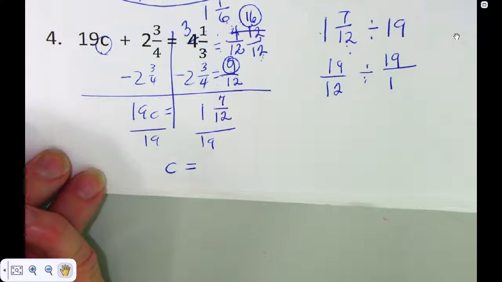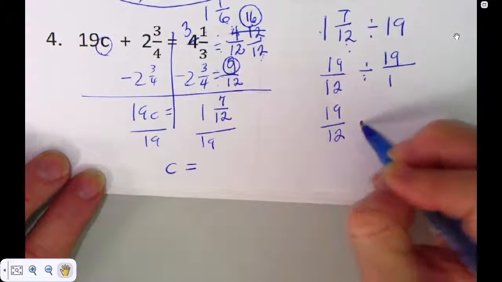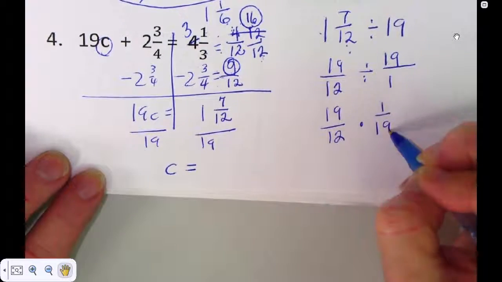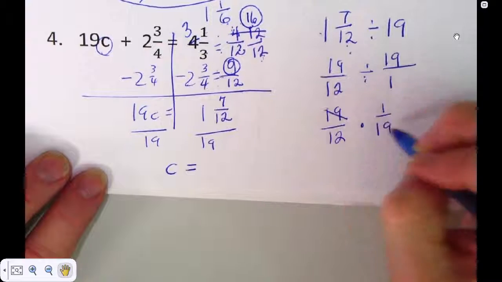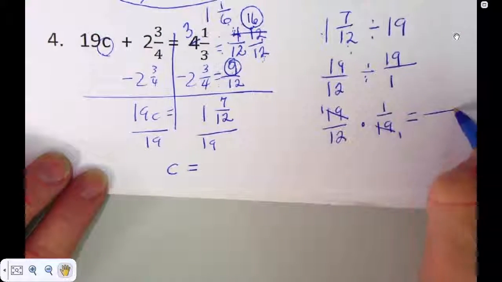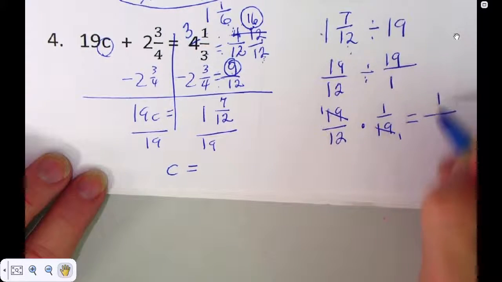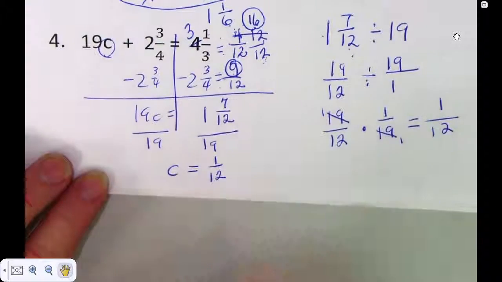Divided by 19 over 1. Can I multiply yet? No, because I'm still dividing. I can't divide by a fraction. So keep, change, flip. Everybody got it flipped? Can I simplify anything? Yes, the 19s, huh? Top times top. 1 times 1, 12 times 1. 1/12.